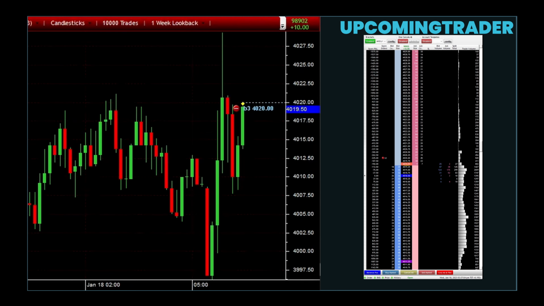Imagine having a secret window into the market where you can see whether the smart money is buying or selling before it shows up in the price action. Let us start with the basics. What exactly is the on-balance volume indicator, and why should you care about it?